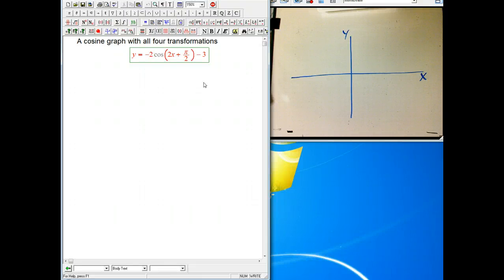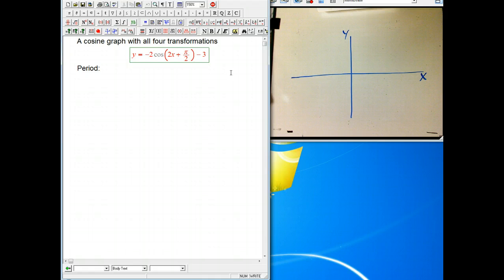Let's look at graphing a more complicated transformed graph. This one's a cosine. Same thing, same considerations apply to sine. And so according to the method I'm suggesting, which is very close to the method in the book, what do we want to do?